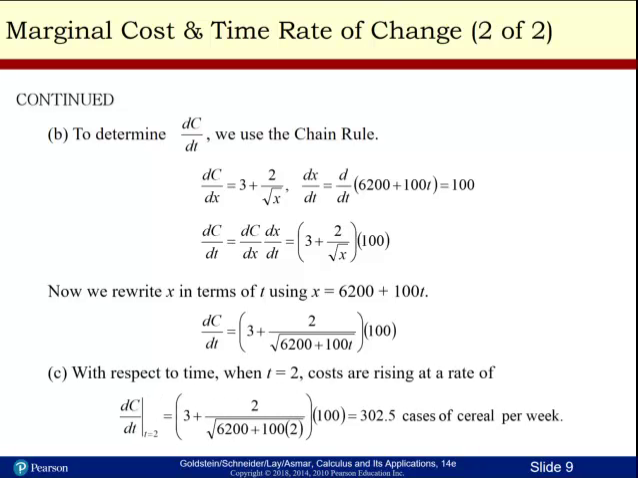So with respect to time, when t equals 2, we just take that equation that we just found, that derivative of C with respect to t, and just plop in a 2 everywhere. And so I just did that computation for you there, and I got 302.5 cases of cereal per week.